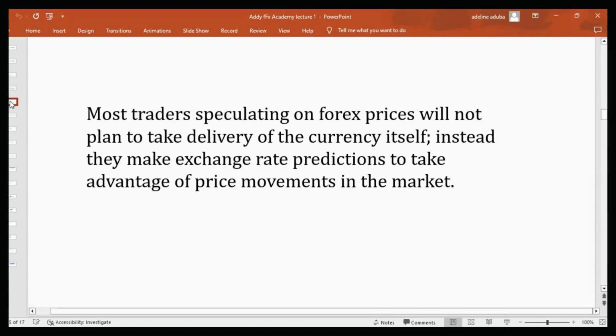So most traders speculating on Forex prices would not plan to take delivery of the currency itself. Instead, they make exchange rate predictions to take advantage of a price movement in the market. So this is clearly just saying that, when we're analyzing the markets, we predict where price will likely get to, and then it will either rise from there or it will fall.